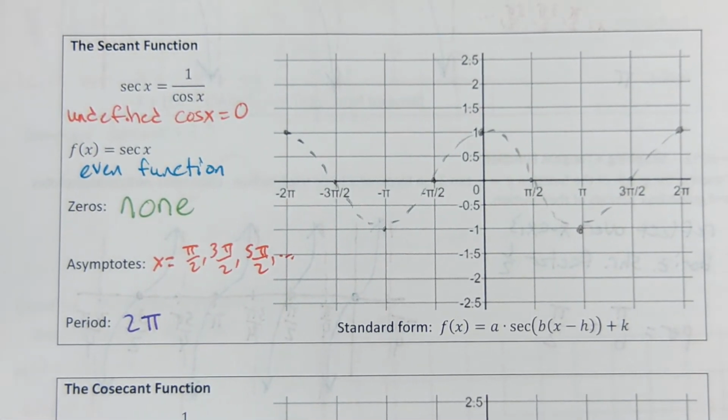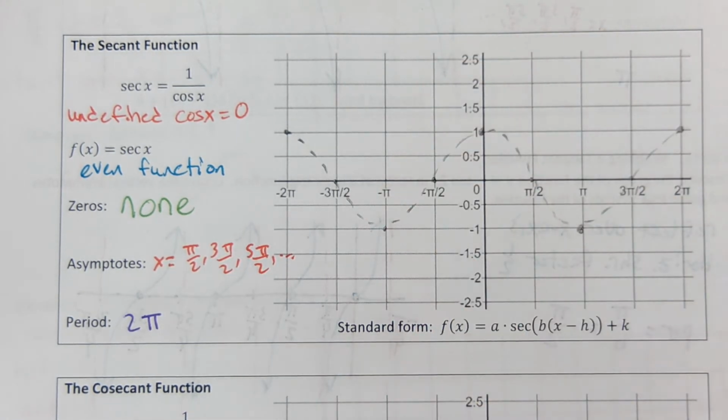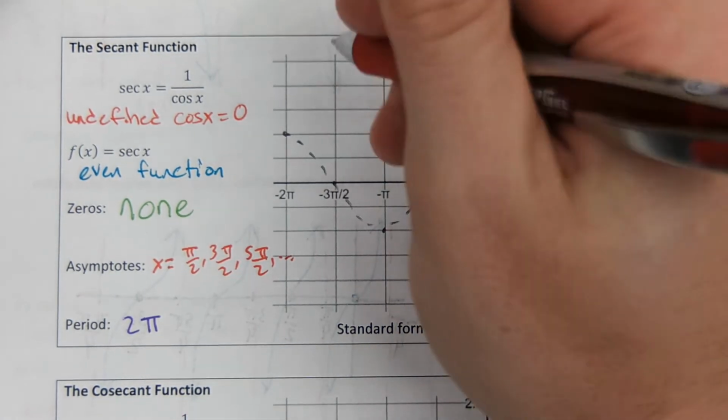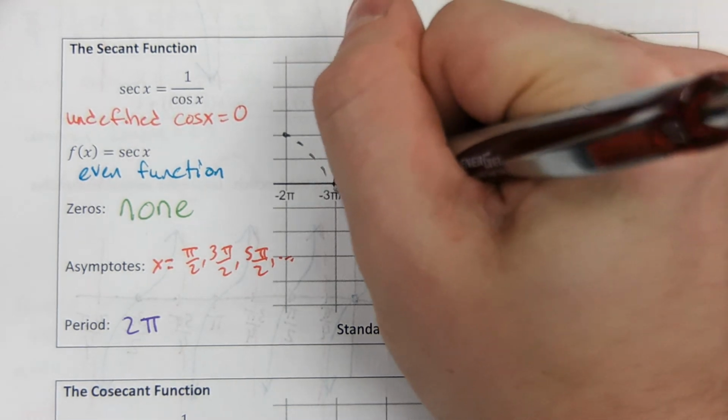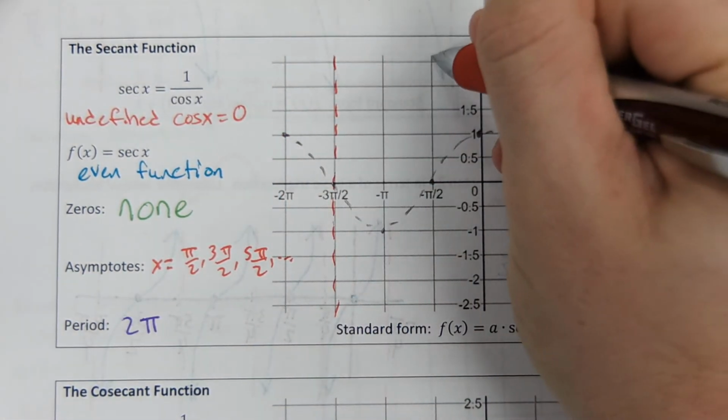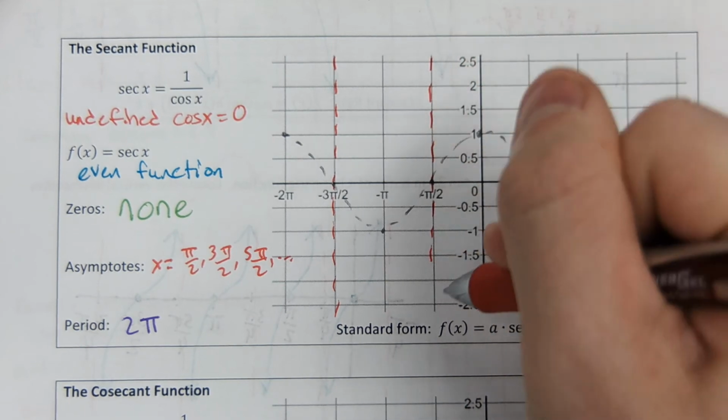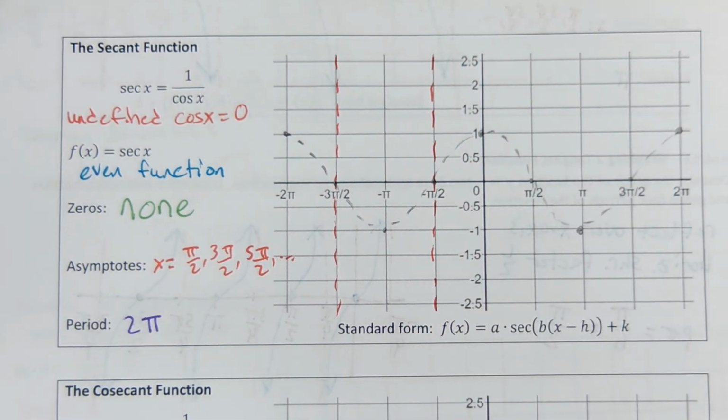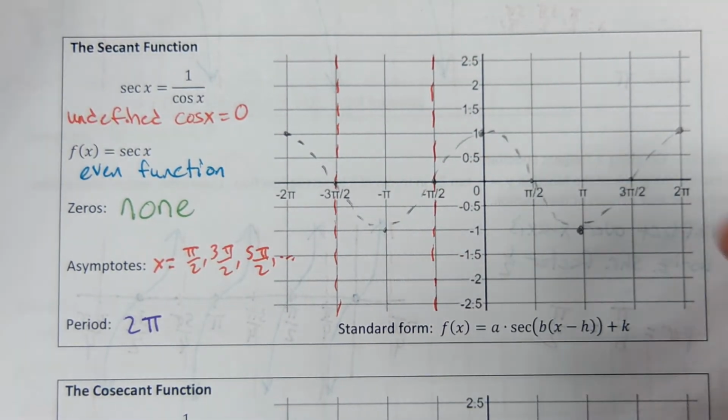Because look, every time that cosine wave hit its midline, that's a place where cosine would have been 0, which means secant would have been undefined. Because that's where cosine is hitting its own midline, which is supposed to be a 0 for cosine.